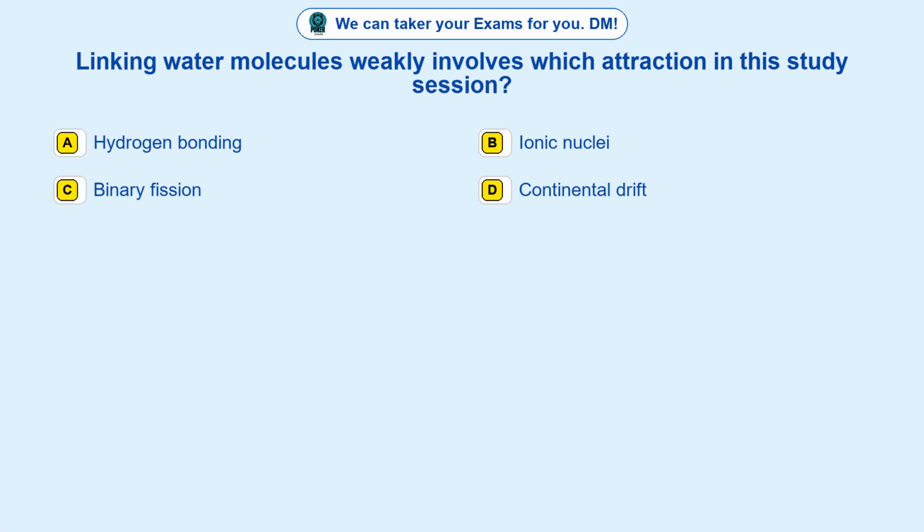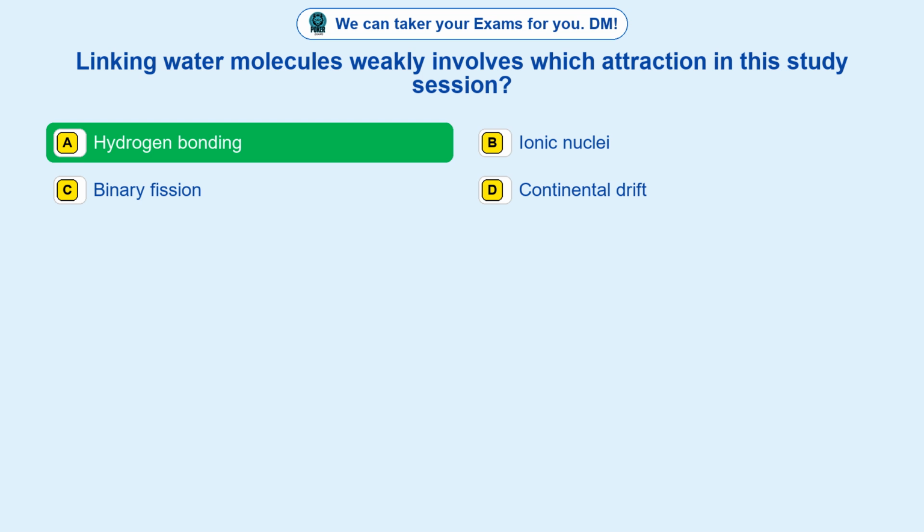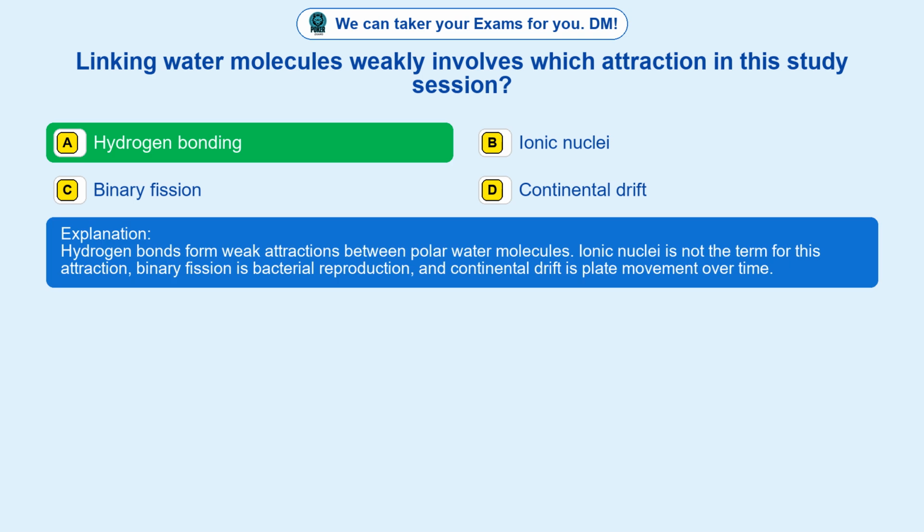Question 51. Linking water molecules weakly involves which attraction in this study session? Option A hydrogen bonding. Option B ionic nuclei. Option C binary fission. Option D continental drift. The correct answer is option A. Hydrogen bonding. Hydrogen bonds form weak attractions between polar water molecules. Ionic nuclei is not the term for this attraction, binary fission is bacterial reproduction, and continental drift is plate movement over time.